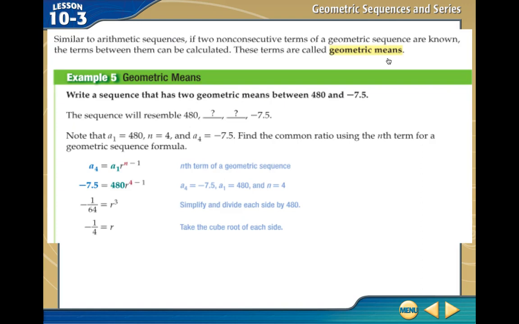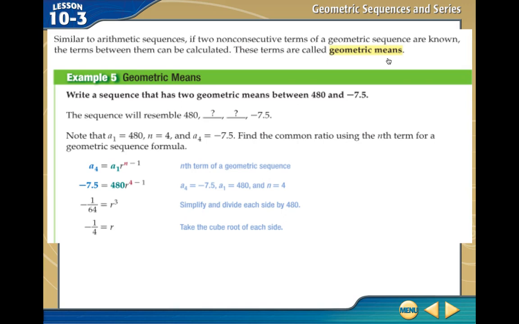All right, so what we're going to see here is that we've been given consecutive terms as we go through this. But what we can do is, if we have any 2 values of our geometric sequence, we can use that to generate the rest of the sequence.